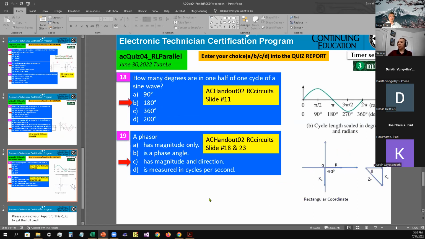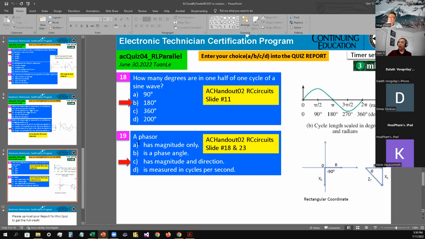Okay, number 18, how many degrees are in 1/2 of one cycle of a sine wave? Okay, so this is one complete sine wave right here. So half of it would be right in the middle here. So it's going to represent 180 degrees. So the answer is B as in boy for number 18.